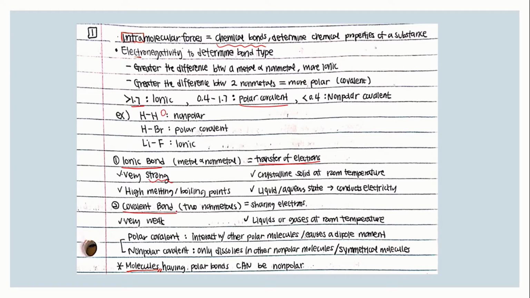Next is the covalent bond. It is between two nonmetals, which requires sharing of electrons. It is very weak, and they are liquids or gases at room temperature. There are two types of covalent bonds, which are polar covalent and nonpolar covalent. Polar covalent can interact with other polar molecules and cause a dipole moment.